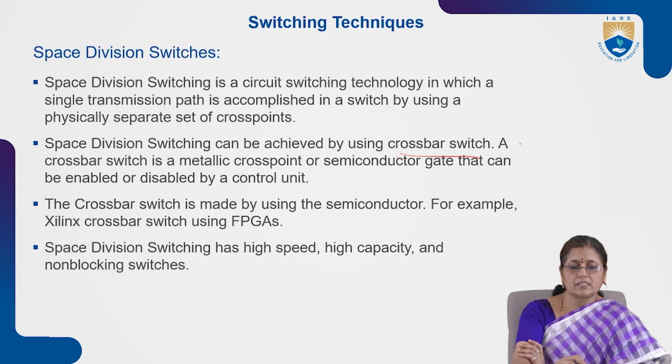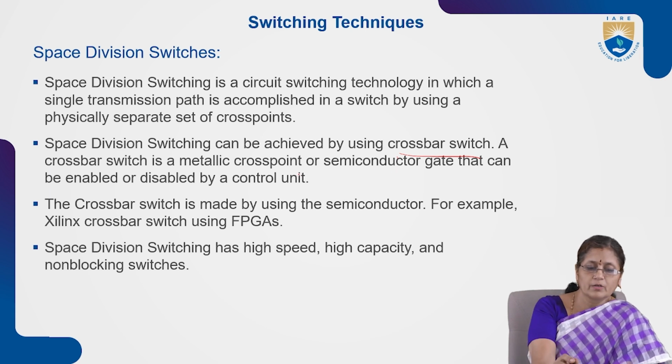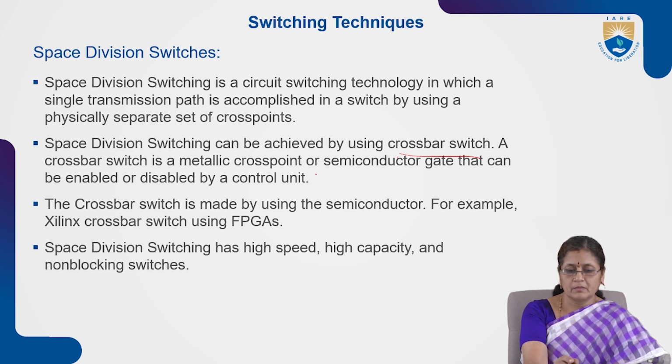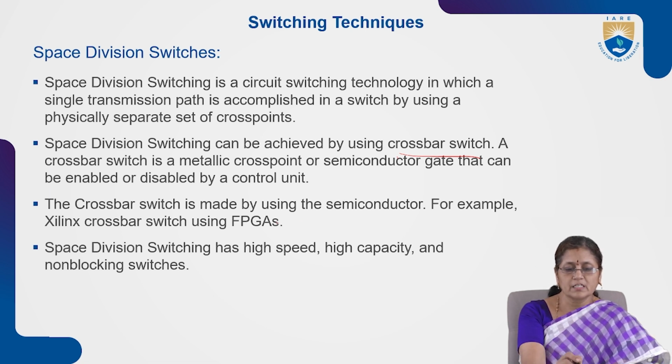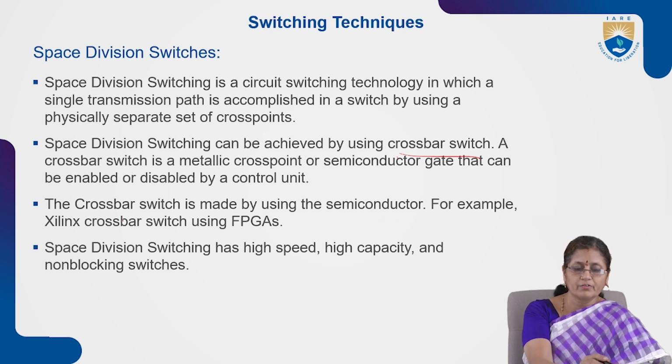A crossbar switch is a metallic crosspoint or semiconductor gate that can be enabled or disabled by a control unit. The control unit makes the crossbar switch enable or disable the semiconductor gate or the metallic crosspoint. This crossbar switch is made by using semiconductors, and an example is the Xilinx crossbar switch using FPGAs.